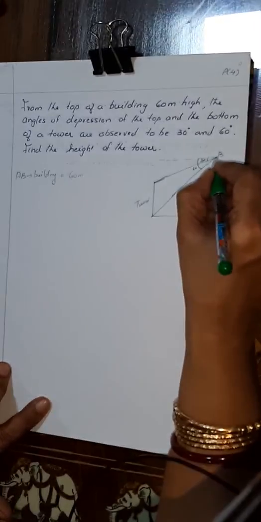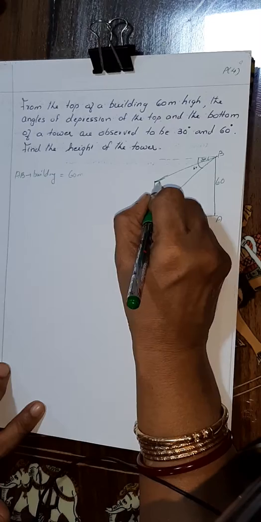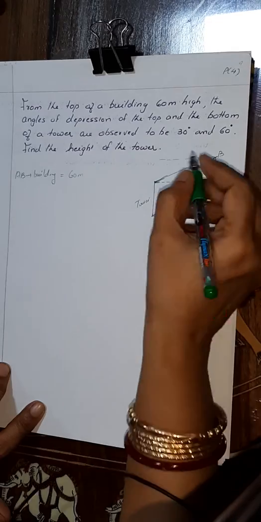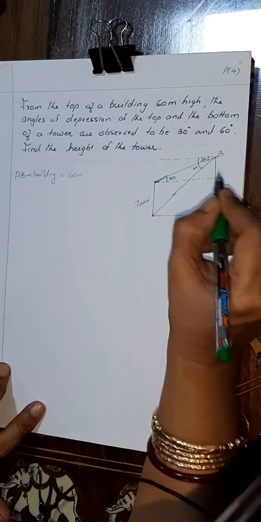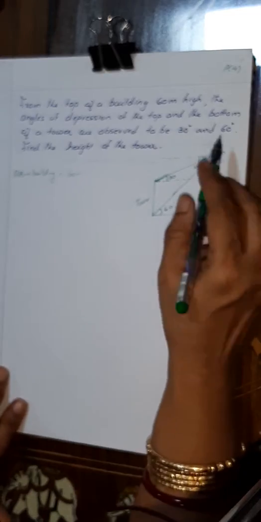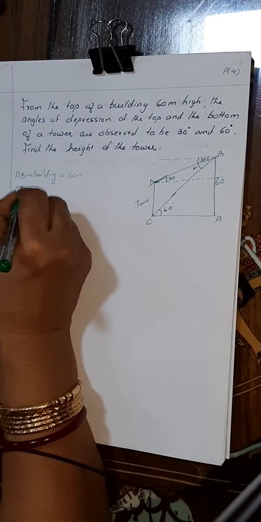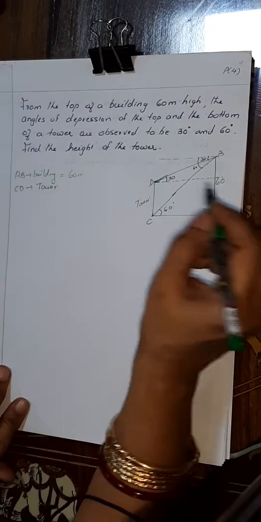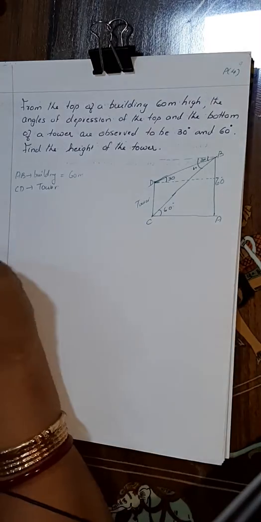So, when you take this as 30, so we will draw one horizontal line like this. So, then only we can say this is 30. So, this will become 30 and this is 60. So, this will become 60 degrees, alternate angles. So, A, B, C, D, and C, D is the tower. Now, we have to find the height of the tower. So, C, D is what we have to find.